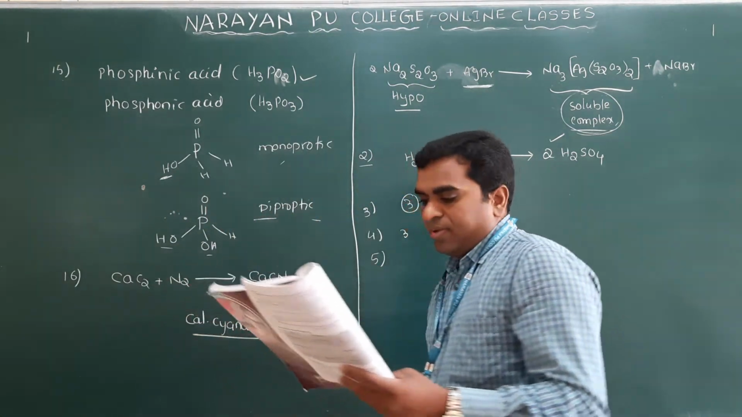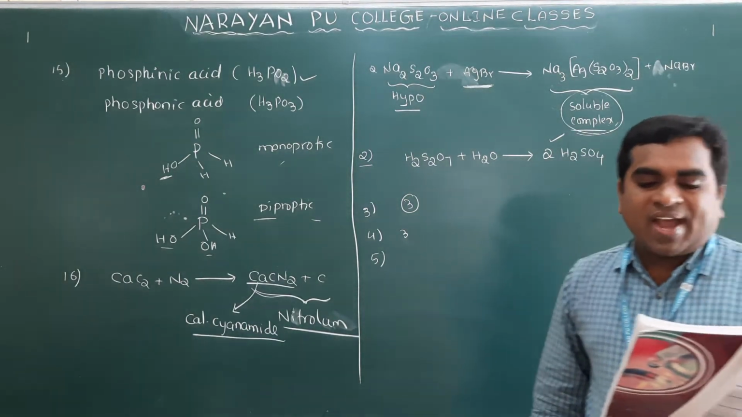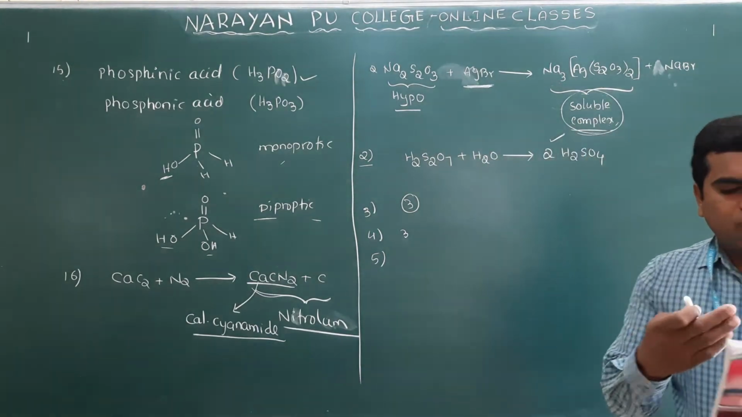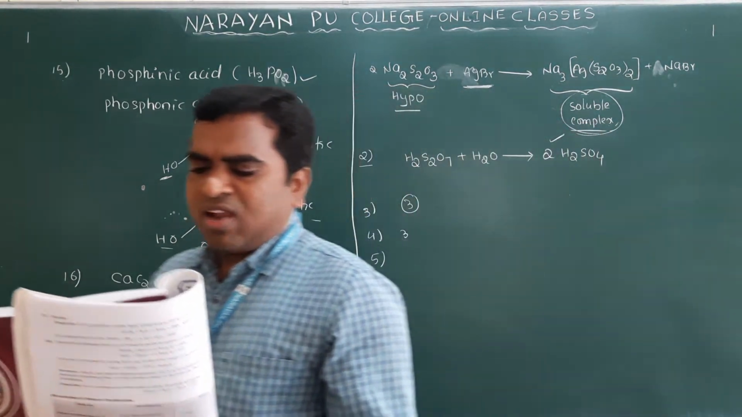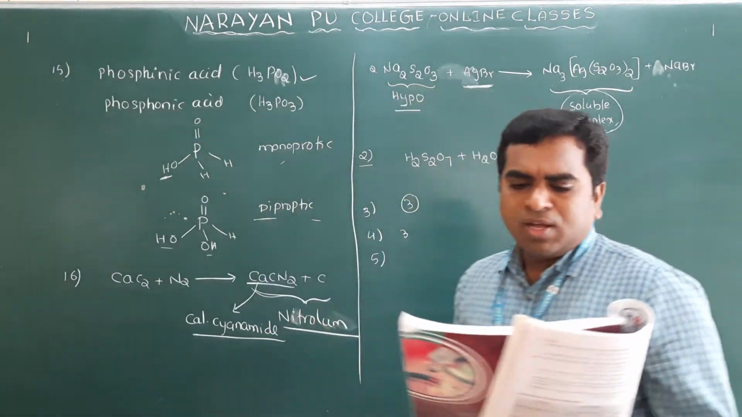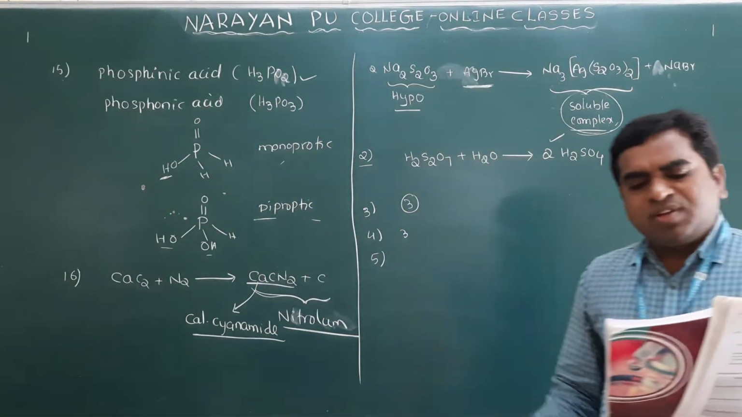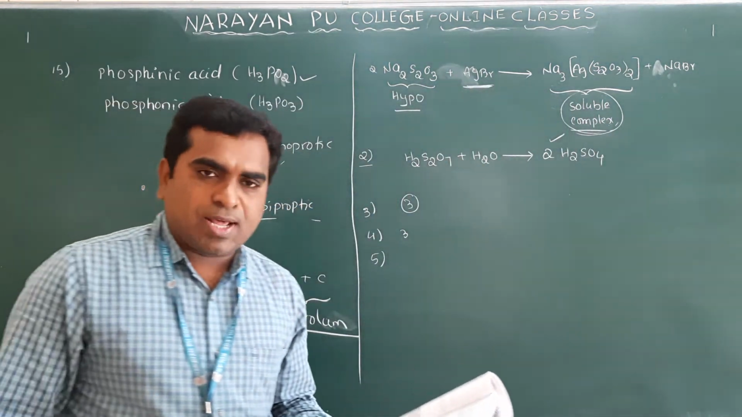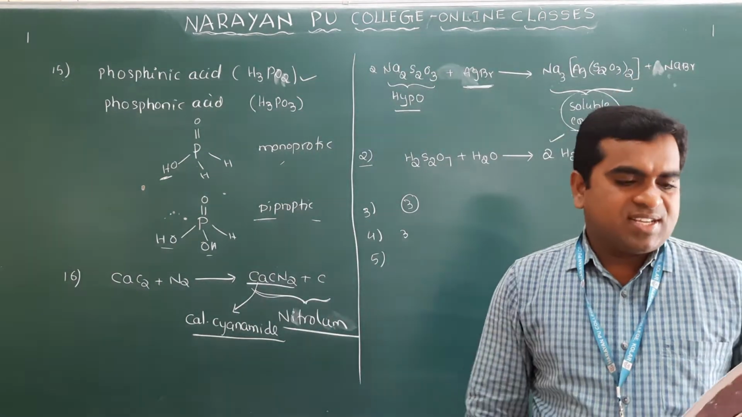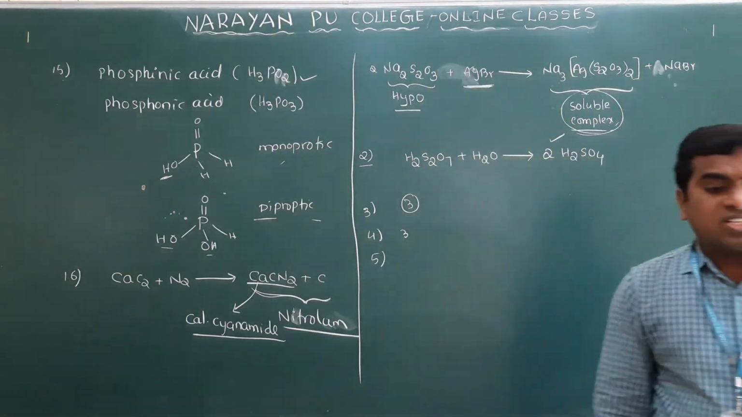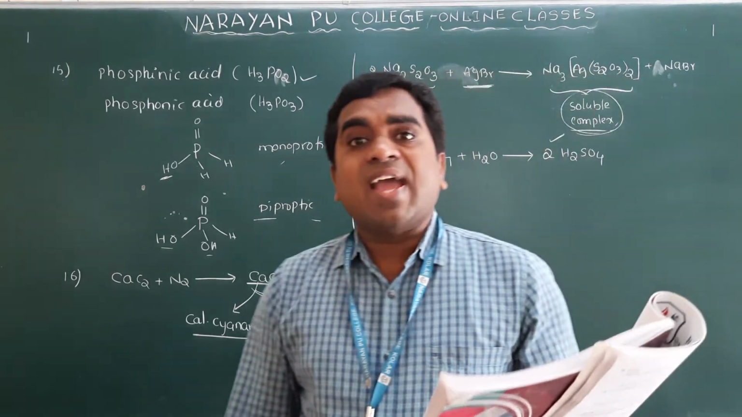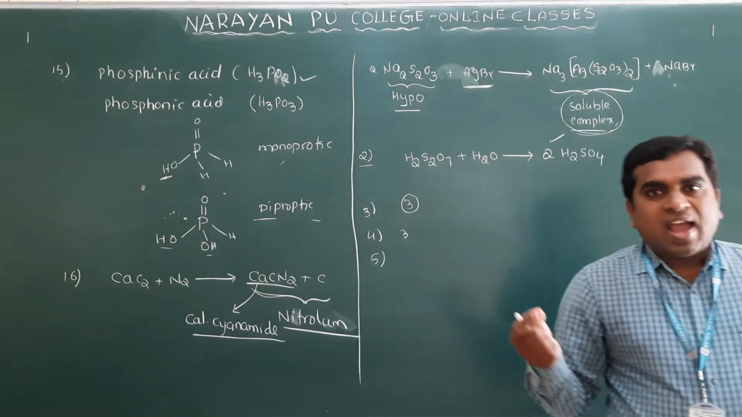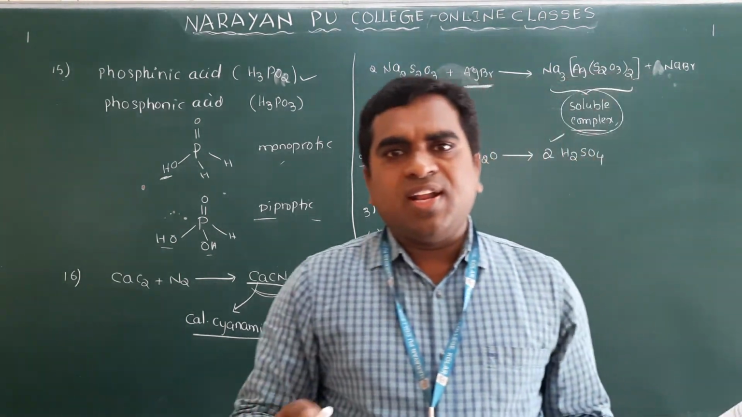Question number 5. Oxygen does not react readily with. Remember, here we have phosphorus, sodium, sulfur, and chlorine. Clear? We know that oxygen will react with almost all of these. Phosphorus pentoxide is there, phosphorus trioxide is there, sodium oxide is there, sulfur oxide is there, chlorine oxide is also there. But chlorine does not react directly with oxygen. Chlorine directly won't react.